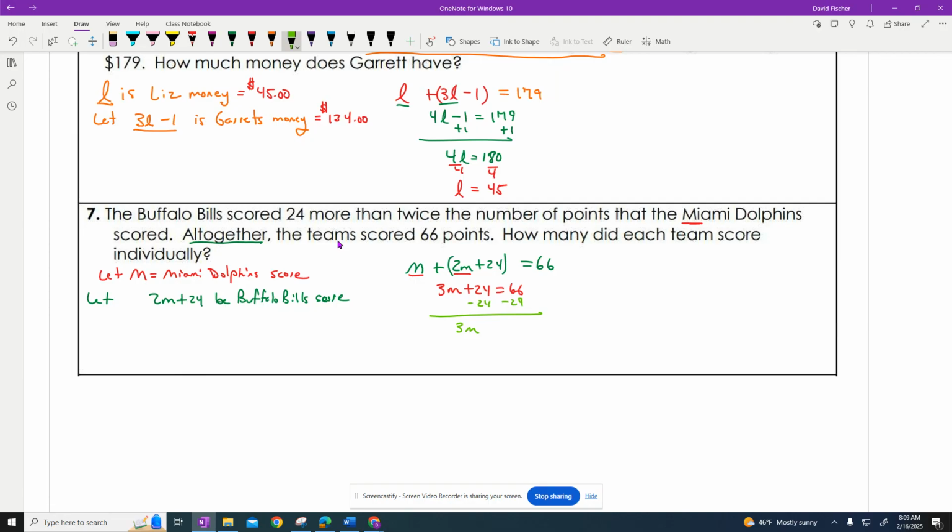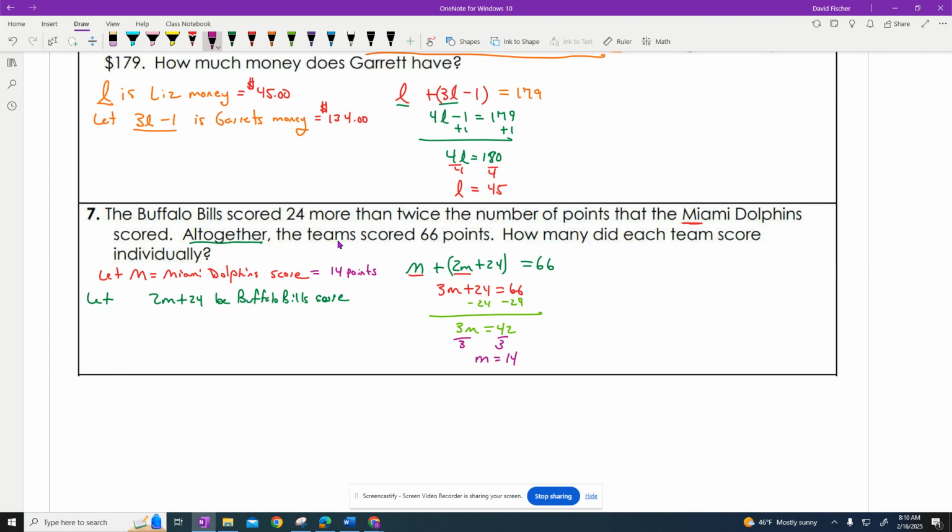Pick up that calculator, and 66 minus 24, I get 42. Last step. I got M equals 14. So my M over here is the Miami Dolphins, 14 points. I need units, so they're points. So I'm going to put 14 points.